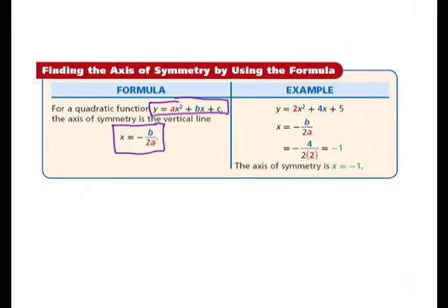So in this case, for the example here, we've got y equals 2x squared plus 4x plus 5. They've taken the value of b, which is 4, and plugged it in, and the value of a, which is 2, and plugged it in. So you've got essentially negative 4 over 4, which gives you negative 1. So the axis of symmetry is x equals negative 1.